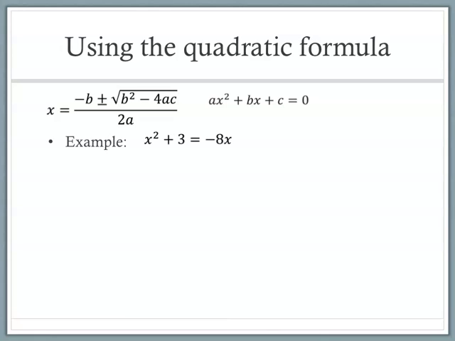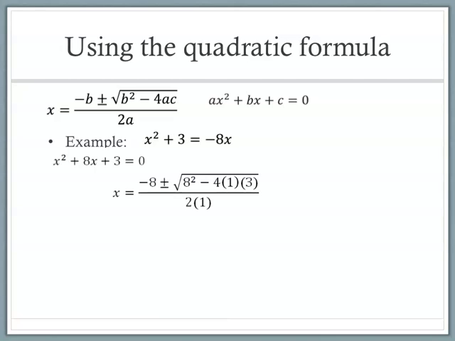So in our example, we have x squared plus 3 equals negative 8x. Now make sure before you start identifying a, b, and c that you move everything over to one side. So we have x squared plus 8x plus 3 equals 0. Now a is equal to 1, b is equal to 8, and c is equal to 3. So I'm going to plug those numbers into the formula. So that would be negative 8 plus or minus the square root of 8 squared minus 4 times 1 times 3, all over 2 times 1. Let's simplify this as much as we can.